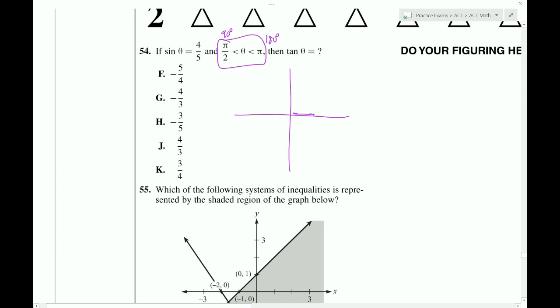We always measure with respect to the positive x-axis, so this would be a 0 degree angle, this would be a 90, this would be a 180, right? Alright, so anyway, 90 and 180. So we must be in quadrant 2. Okay, so we can draw our line and then make our reference triangle here.